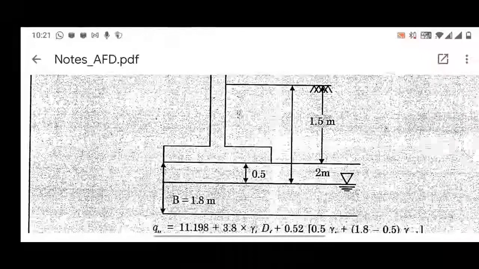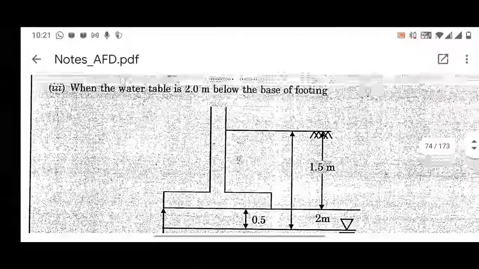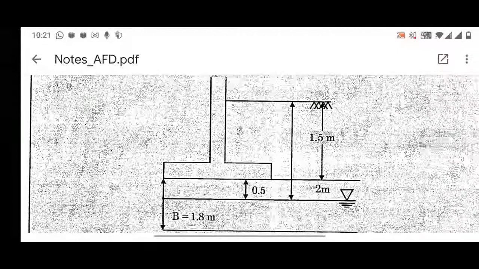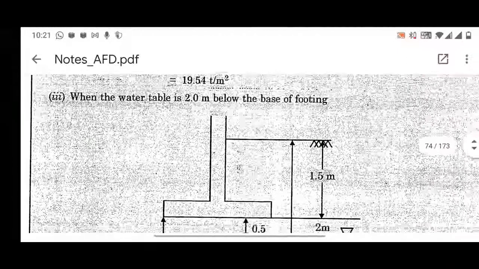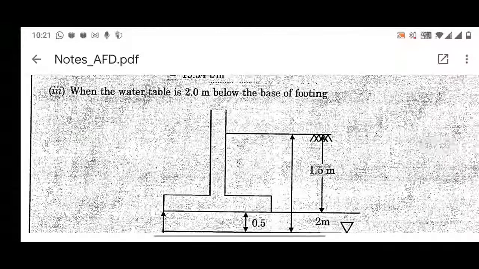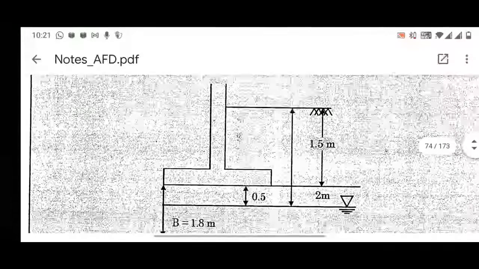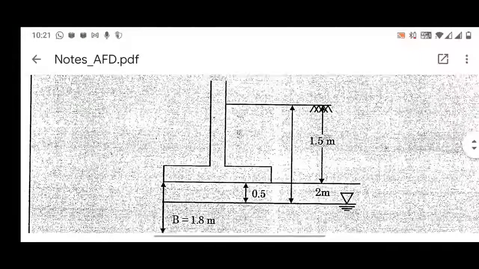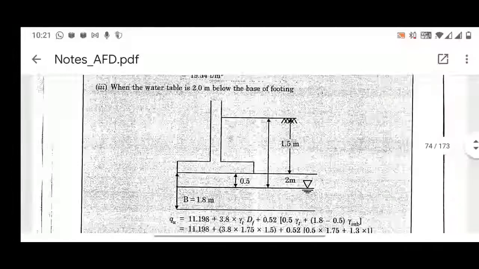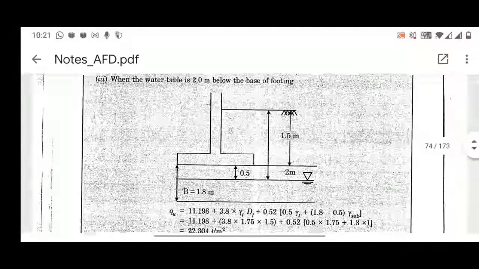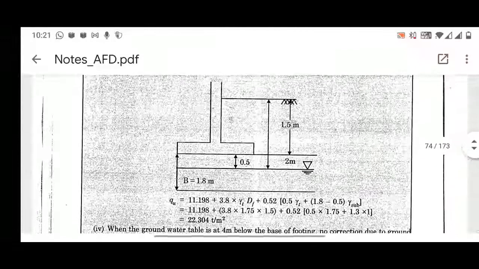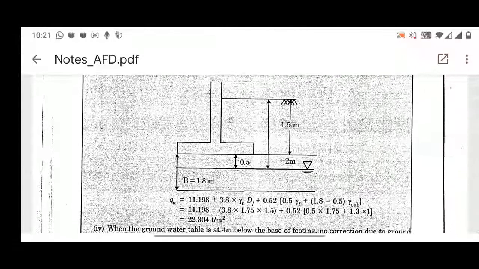Now, they are saying below the footing base, it is 2 meter. Okay, and I don't know whether they have depicted this as a correct problem, because in the problem they are saying it is 2 meter below the base of footing, but in the figure they are plotting this 2 meter as below the ground surface. So if we consider it below the ground surface only, it is 0.5 meter from the footing base. Now there will be modification in the third part, that is the gamma term, right?